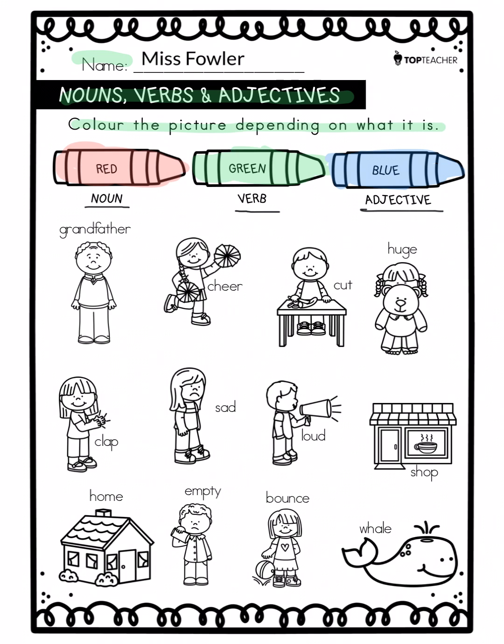So, for example, let's look at the first picture here, grandfather. Now, grandfather is a noun because it's a person, so therefore we would colour him in red. Under the grandfather, we can see a girl. She is clapping. The word is clap. So therefore, we can see that she is doing something with her hands. Therefore, we would colour her in green, as in a verb.